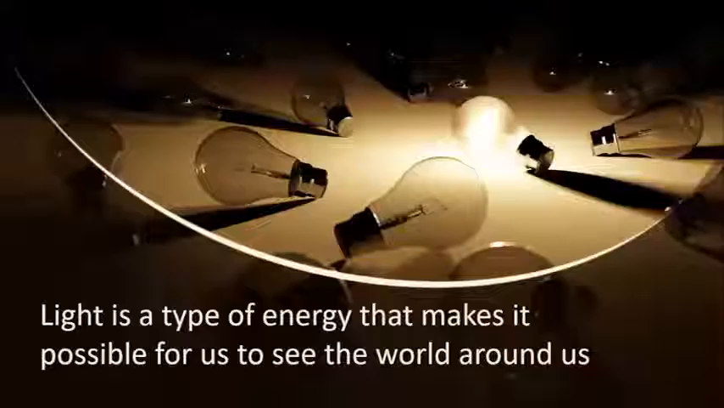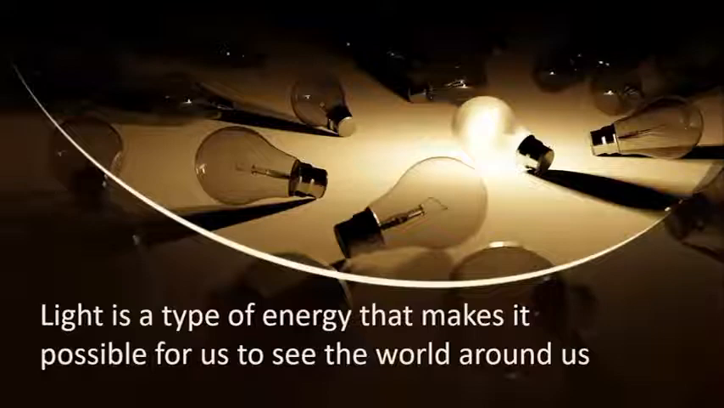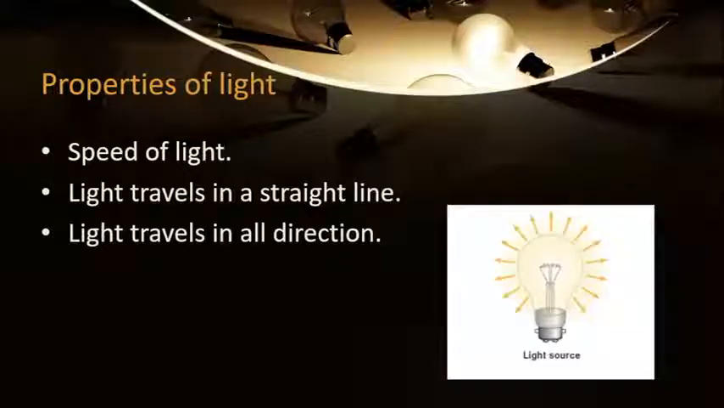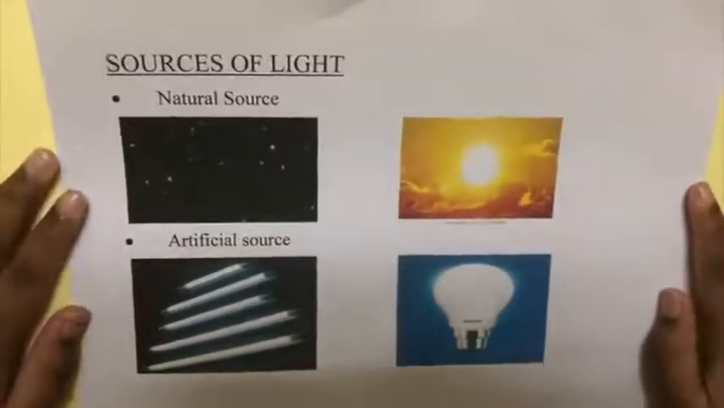In the last class, we saw that light is a type of energy that makes it possible for us to see the world around us. And we also saw some properties of light. We discussed the speed of light, that light travels in a straight line, and also that light travels in all directions. Today, let's see about sources of light.